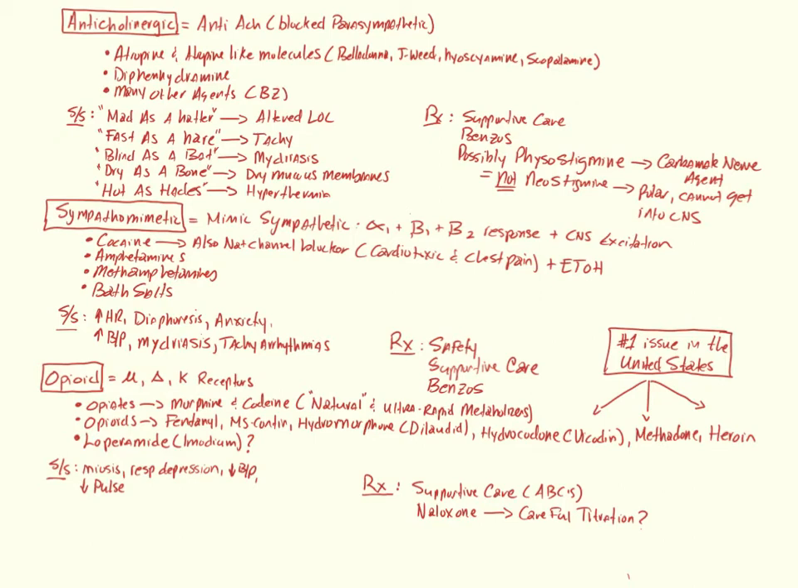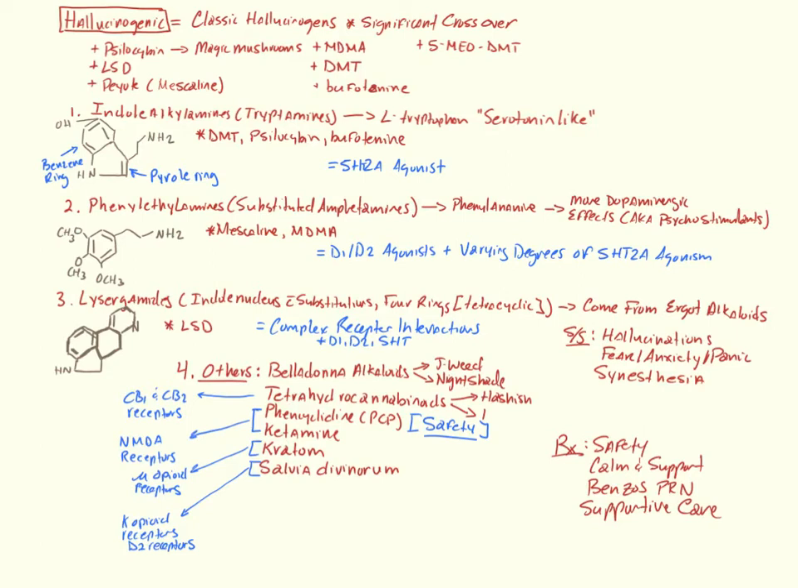Moving right along to the hallucinogenic. This one has significant crossover because can other agents be hallucinogenic? Sympathomimetics, for example, right? Methamphetamines, really good at causing psychosis. So when I say hallucinogenic, I'm talking about classical hallucinogens, okay? There are three categories of classical hallucinogens. The indolalkylamines, or your tryptamines, your phenethylamines, or what we call your substituted amphetamines, or your lysergamides, okay? So let's start with your indolalkylamines.